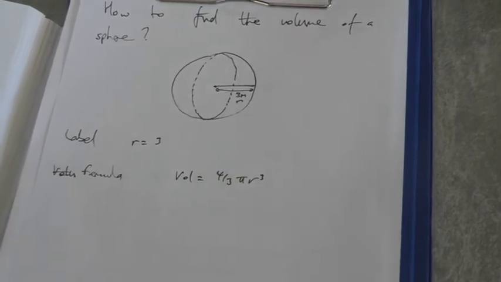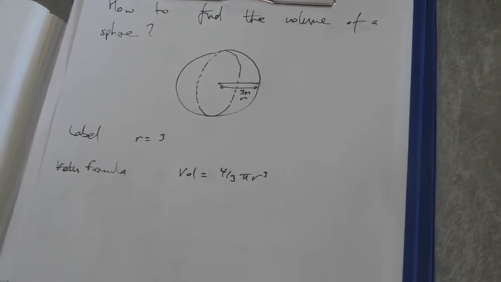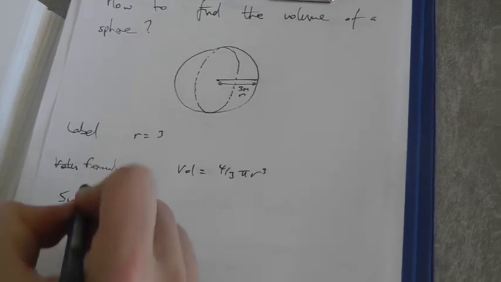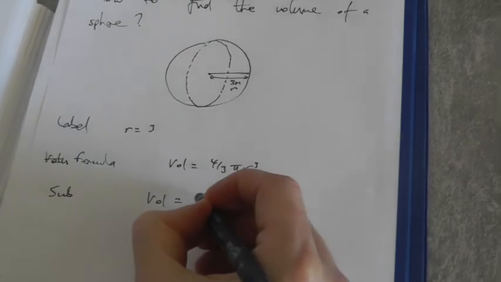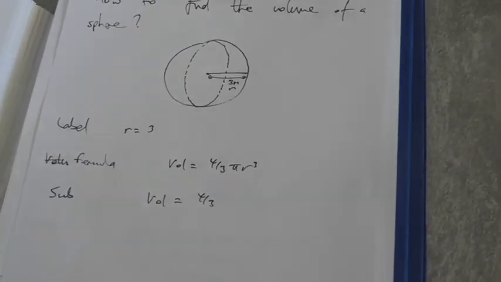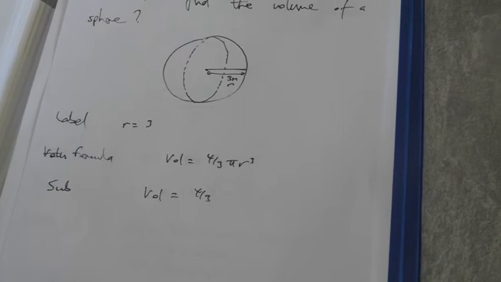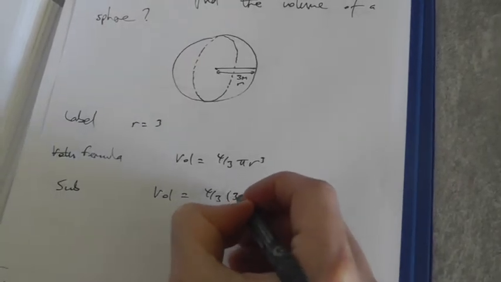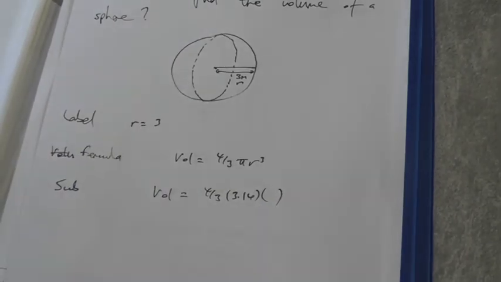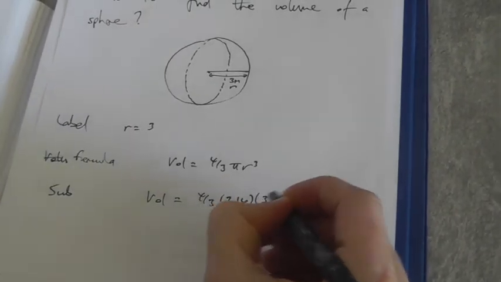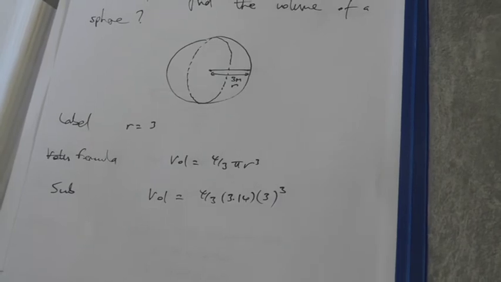So we've got the first 2 steps done there, and the third step is to sub. Just mark that there, and we're going to sub in here. So volume stays as volume, 4/3 stays as 4/3. Pi turns into 3.14, and I'm going to open a bracket to signify that. And the radius, I'm also going to put 3 in for the radius, and that will be cubed.